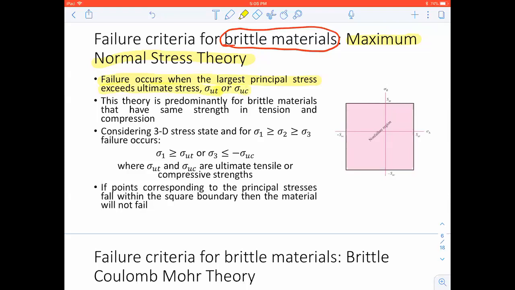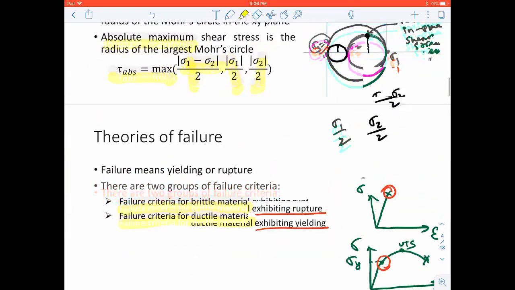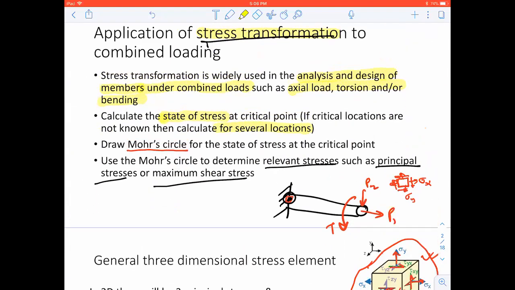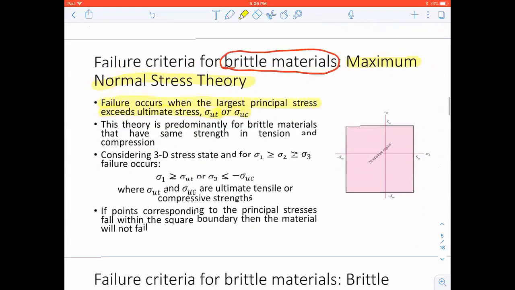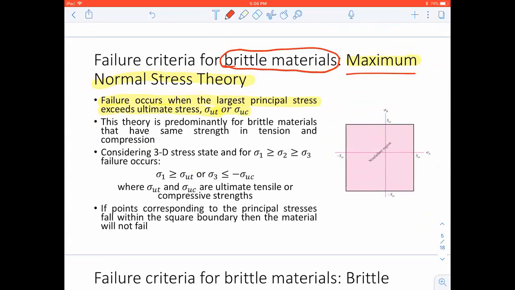or tensile. Remember I talked to you about a structure under different types of loading, and I told you, this is the critical location, calculate the principal stresses. So if this were made of a brittle material, after calculating your principal stresses, if you are using the maximum normal stress theory, you're going to compare them with the ultimate tensile or compressive stresses. And if it is larger, then we're going to say it will fail.